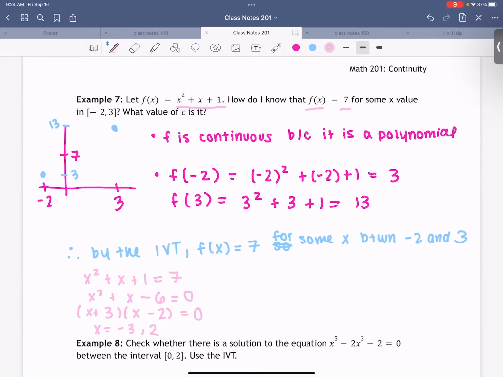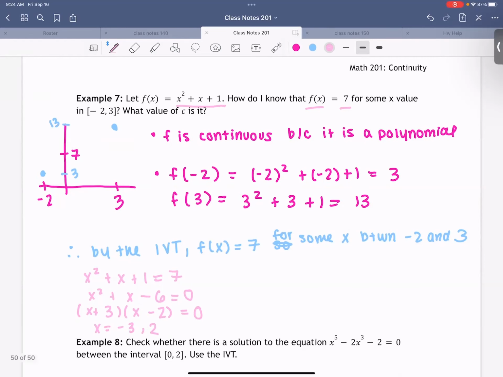Okay. So what is c? Is it both of them? It's 2, right? Because c has to be between -2 and 3. The only value between those two numbers is 2. So c is actually 2. Our function actually passes through 7 at 2.